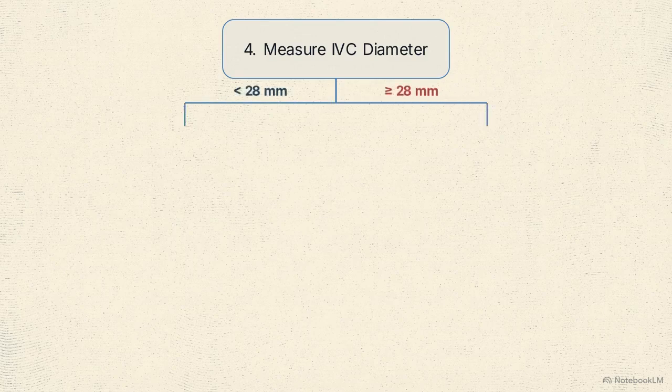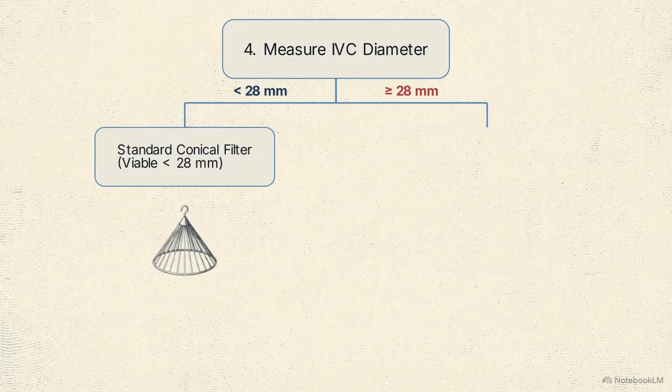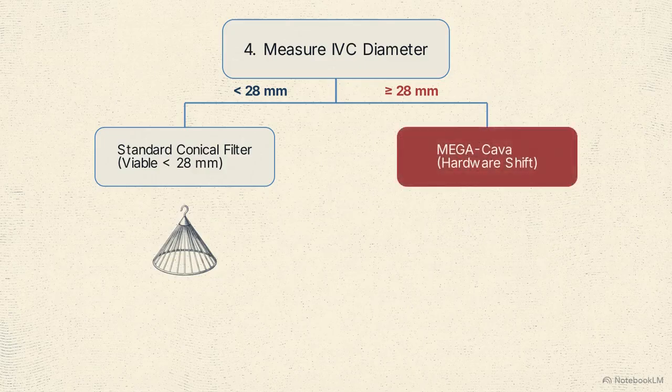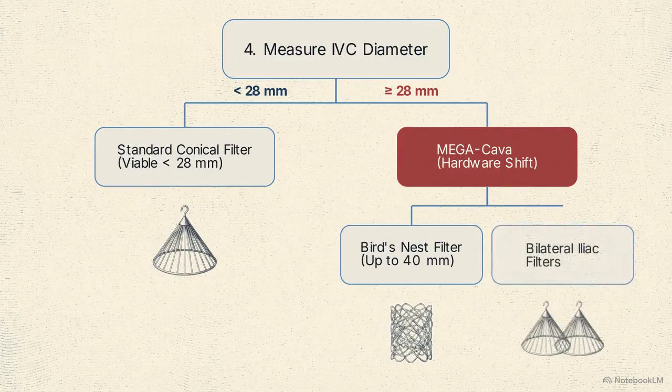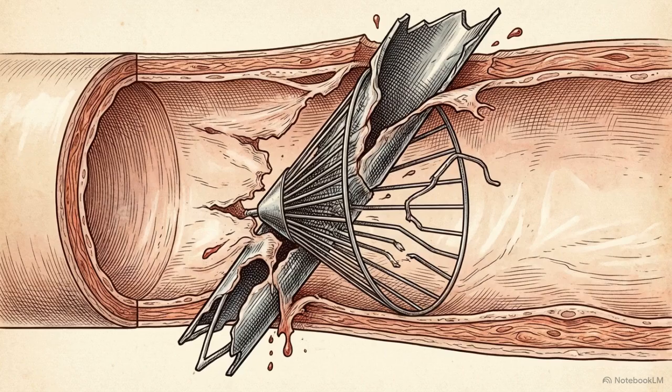According to the megacava sizing thresholds, standard conical filters are only viable for an IVC diameter measuring less than 28 millimeters. If the IVC exceeds 28 millimeters, the deployment algorithm requires a hardware shift. The operator must utilize a complex wire mesh device known as a bird's nest filter, which is viable up to 40 millimeters, or deploy bilateral filters directly into the iliac veins. Attempting a procedure without angiographically mapping and mathematically measuring the IVC guarantees hardware failure.